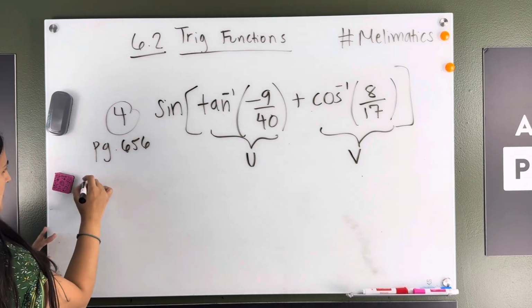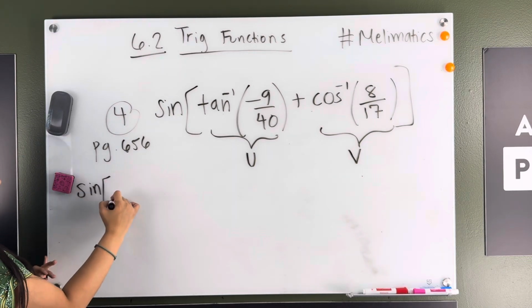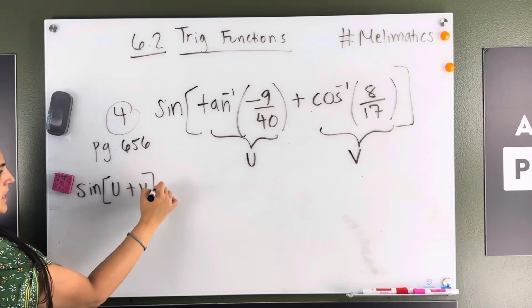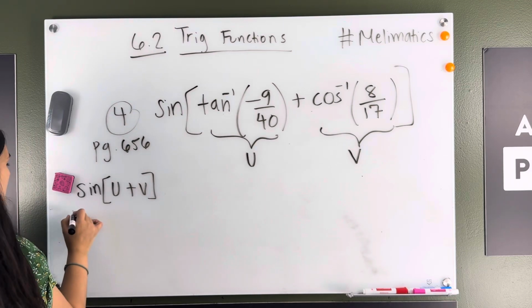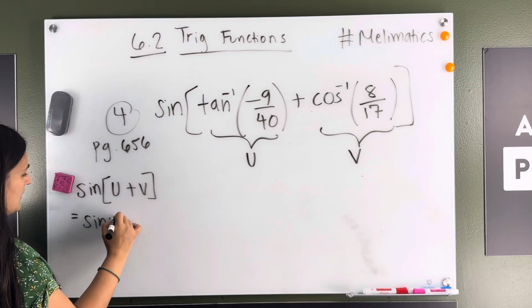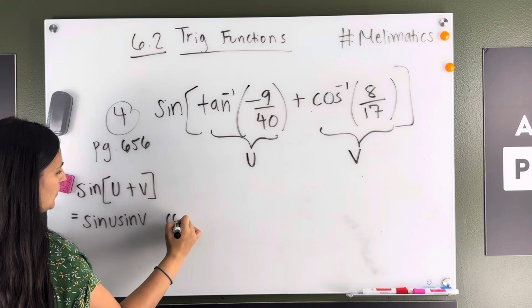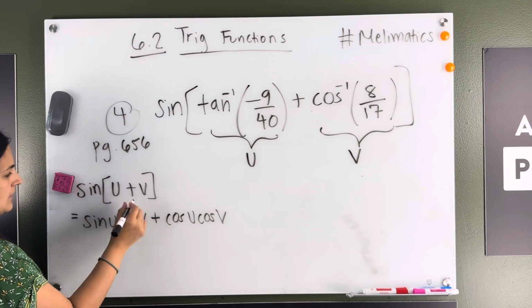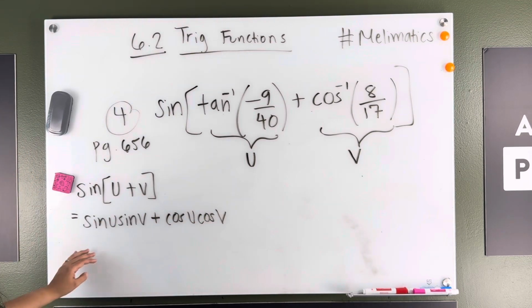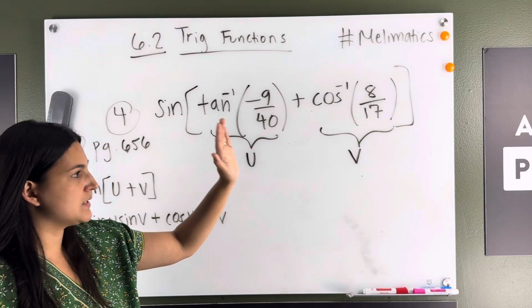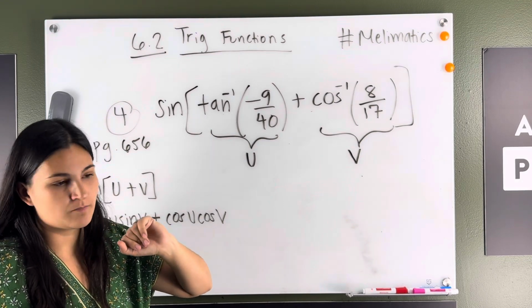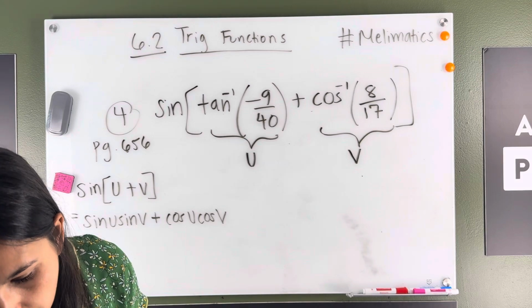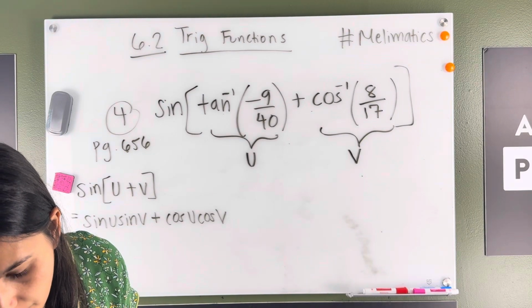And then in that case, you would have sine of the summation of two angles, and we know that formula, right? This is sine, sine, cosine, cosine, and then of course keep the same sign in the middle. Okay, so this is good because all we have to do is label the triangles, figure it out.